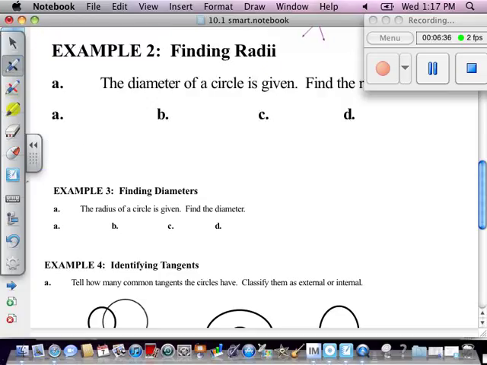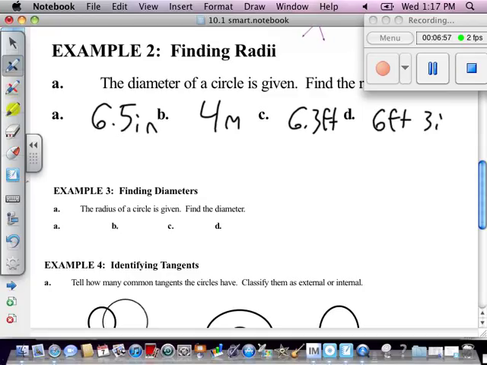Okay. The diameter of a circle is given. Find the radius. So A is 6.5. B, 4. Make sure you put meters or inches or whatever. C is 6.3. And D, we'll say 6 feet 3 inches. How do I know all of these?